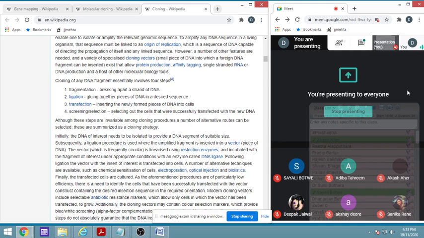So a number of alternative techniques are available. They are called chemical sensitization of cells, electroporation, optical injection, biolistics. So various techniques are used for this. We will not go into the techniques because again we are not geneticists, but these transfected cells are cultured, and they are artificially developed.